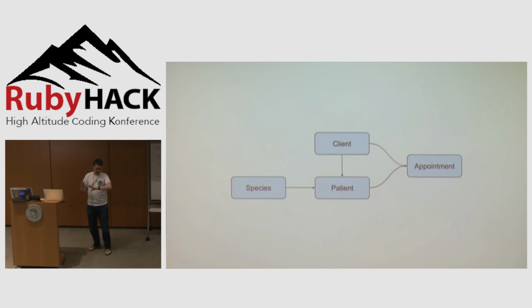So for the next little example, this is the object diagram we're working with. There's a patient and a client. Those work together for an appointment. We work for veterinary technology, so this comes from our system. And the patient has a species. It's a dog, it's a cat, it's a parrot, whatever.